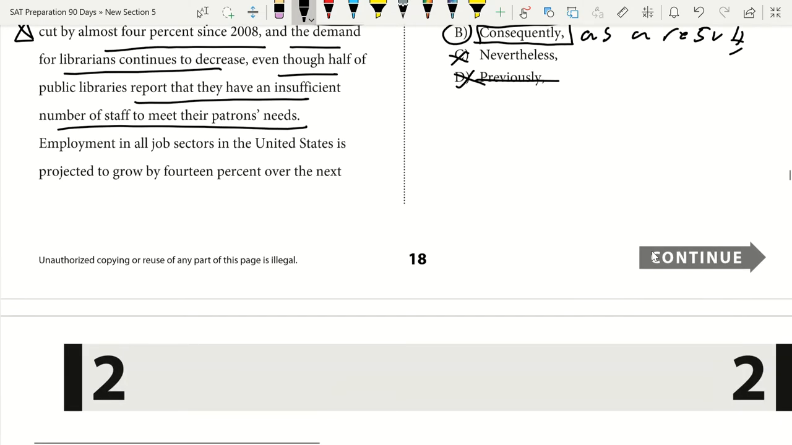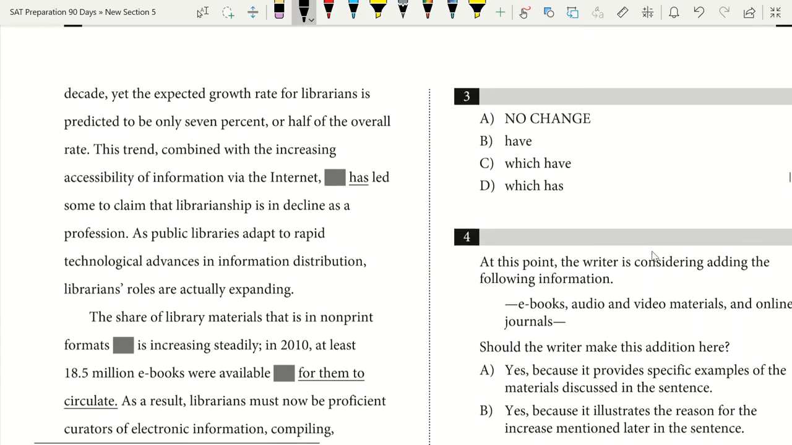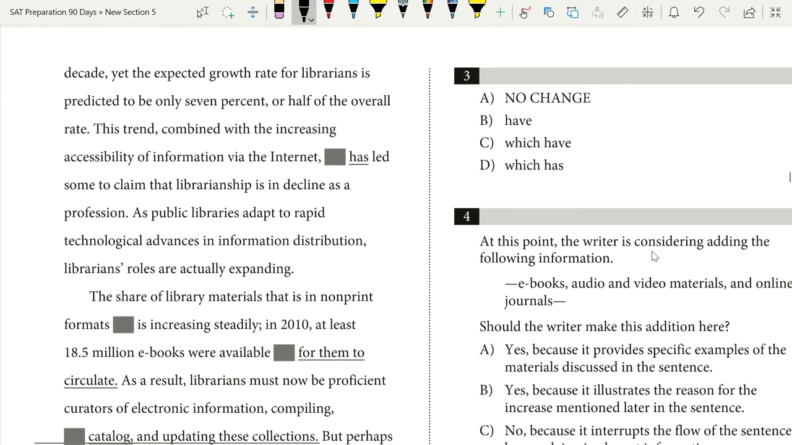All right, now we've got: employment in all job sectors in the United States is projected to grow by 14% over the next decade, yet the expected growth rate for librarians is predicted to only be 7%, or half the overall rate. This trend, combined with the increasing accessibility of information via the internet, has led, okay, that's perfect, no change there. Okay, what is this testing?